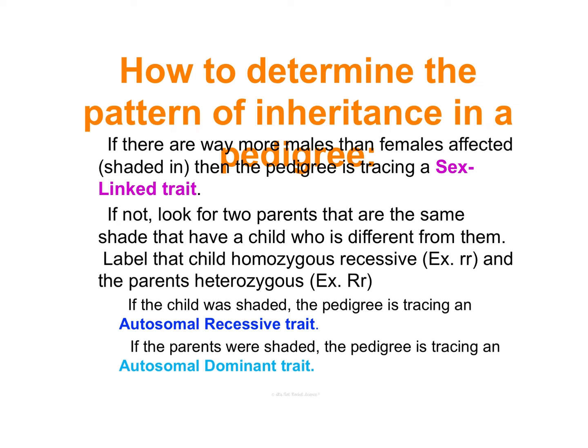Label the child homozygous recessive, and then the parents heterozygous recessive. Once you work out your Punnett square, you can determine if the child was shaded, then the pedigree is autosomal recessive. And if the parents were shaded, then the pedigree is tracing an autosomal dominant trait.